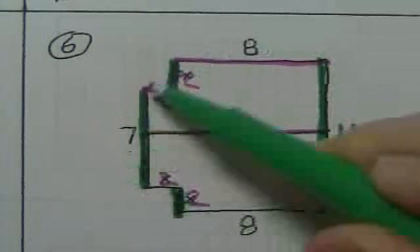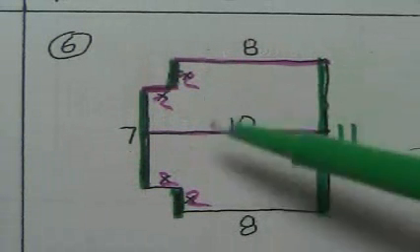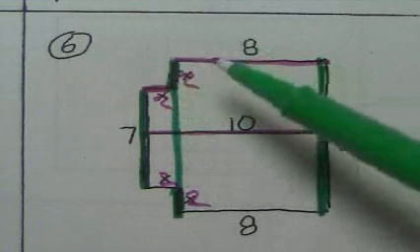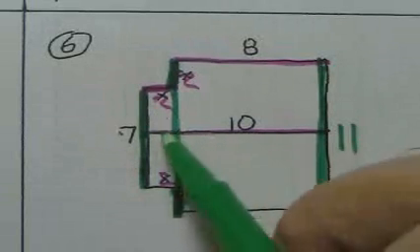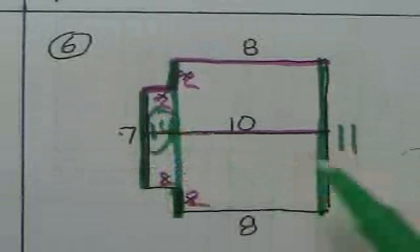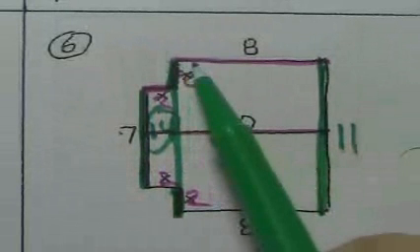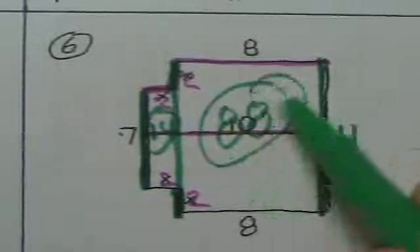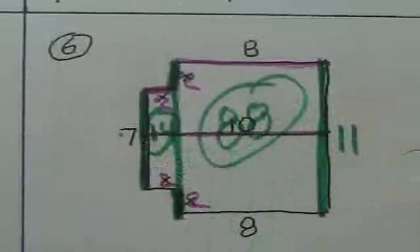So now you have your perimeter, and now you need to divide up your area. If you want to, you can simply do this. And this is 7 times 2. This is all 14, this area. And this area is 8 by 11. And then you'd simply add those two together.